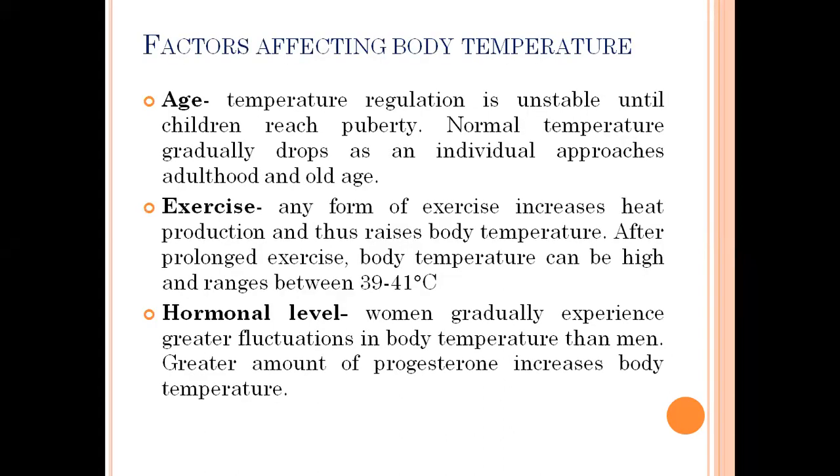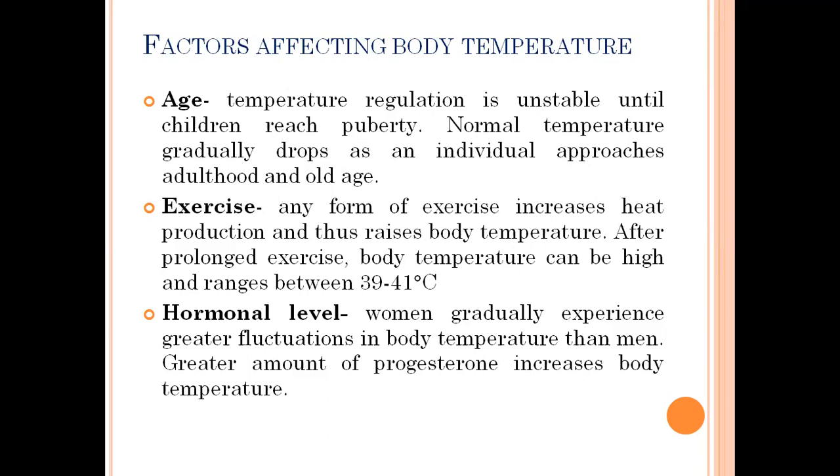So next, what are the factors that affect body temperature? As an example, a child of 10 years old and a man of 50 years old, the temperature will be different. Age: temperature regulation is unstable until a person reaches puberty. Normal temperature gradually drops as an individual approaches adulthood and old age. So as we become adults, our temperature drops down.